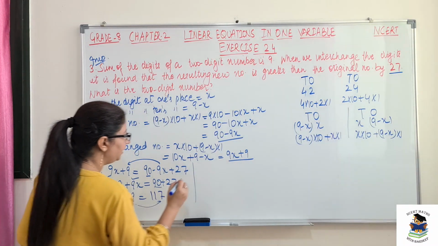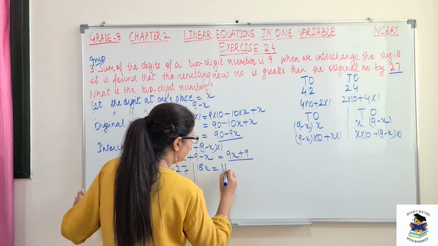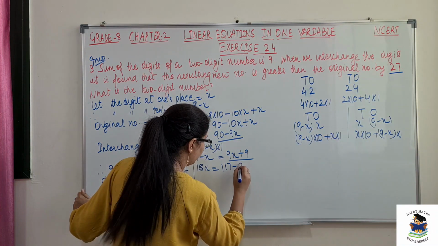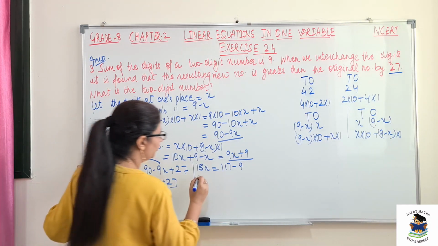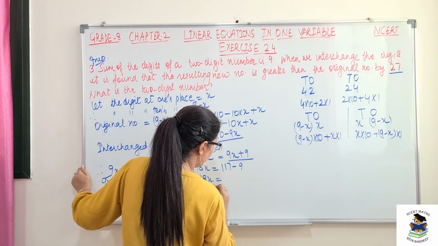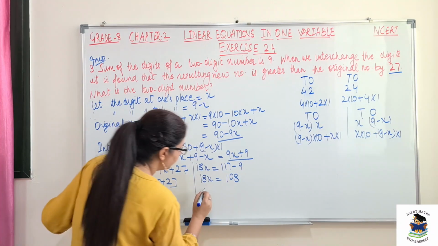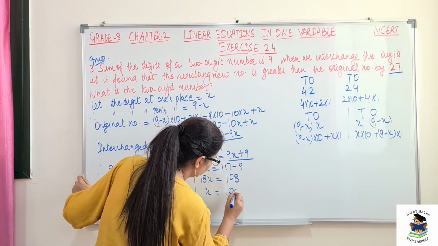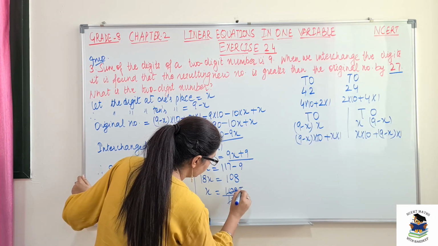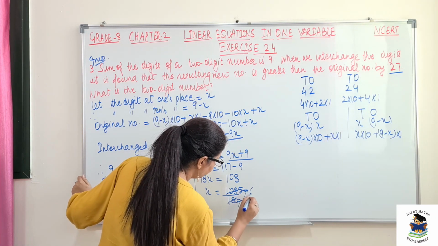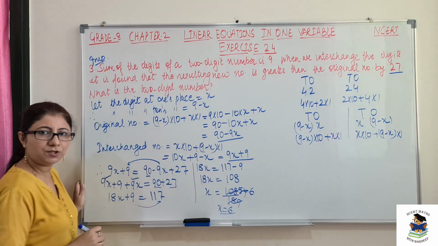We will have 18x is equal to 117 minus 9. So what is 117 minus 9? This will be 18x is equal to 108. So what is x then? Okay, so what is x? If I cancel, this will be 54 and 6. So that means I get x as 6.